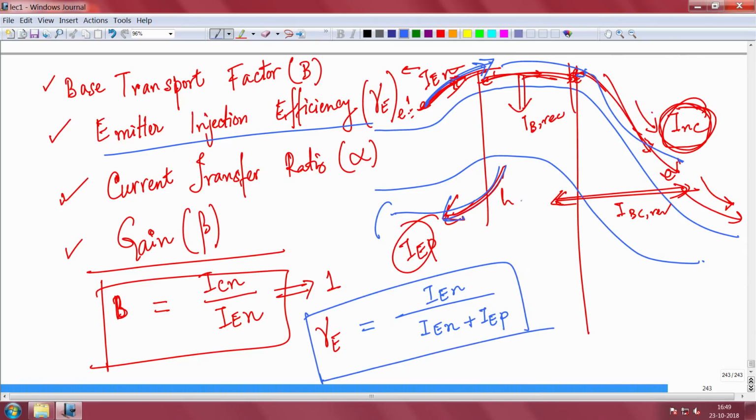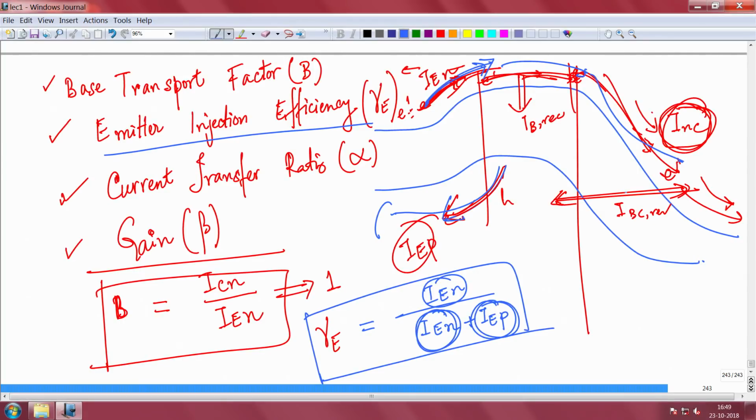How well is the emitter injecting electrons? If this ratio is close to 1, it means most of the current in the emitter is because of the electrons, not because of the holes. If this is half, it means there is an equal number of electrons and holes. That is a terrible device. You want this number to be as close to 1 as possible, like 0.99 or so.